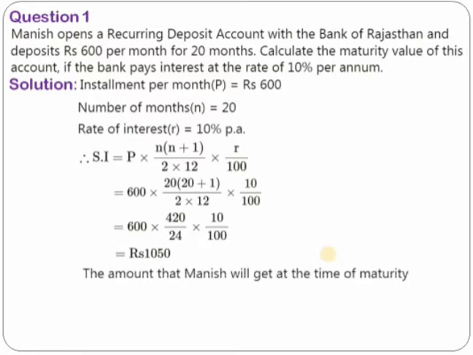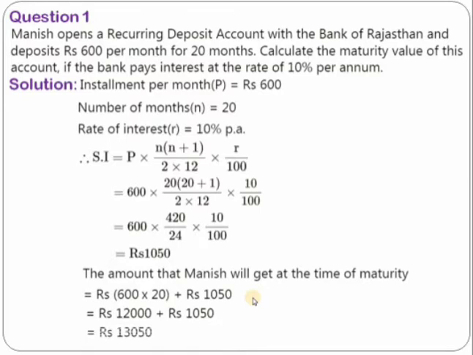Now you need to calculate the maturity value. The amount that Manish will get will be equal to, the formula, total sum, which is P into N. And how much is P? P is 600 into N. N is 20, plus the simple interest, which is 1050. Calculate this, you will get your answer to be 13,050. So your first answer is 13,050. You may pause the video and note down the solution.